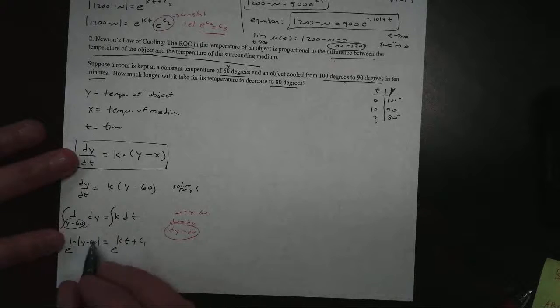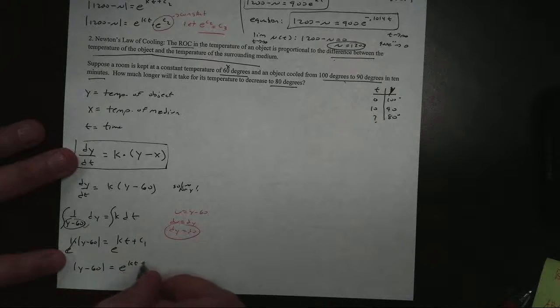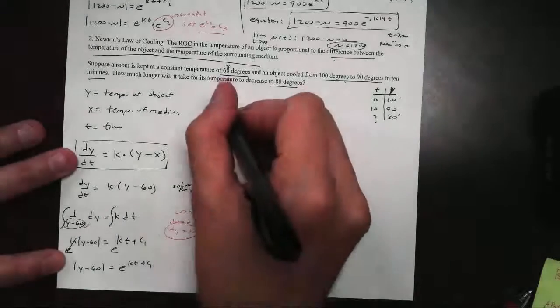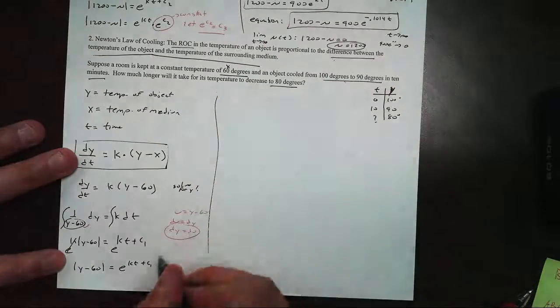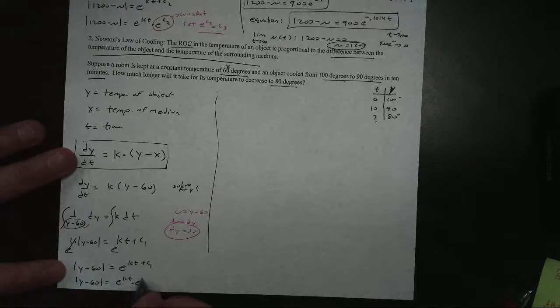Exponentiate, pause if you need to. We get the absolute value of y minus 60 equals e to the kt plus c1. In other words, the absolute value of y minus 60 equals e to the kt times e to the c1. Let e to the c1 equal c2. You have to show that step.